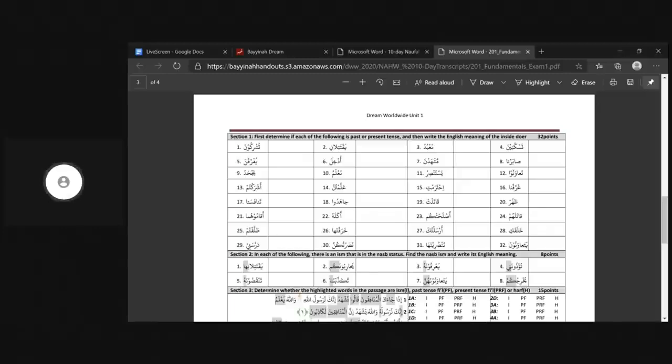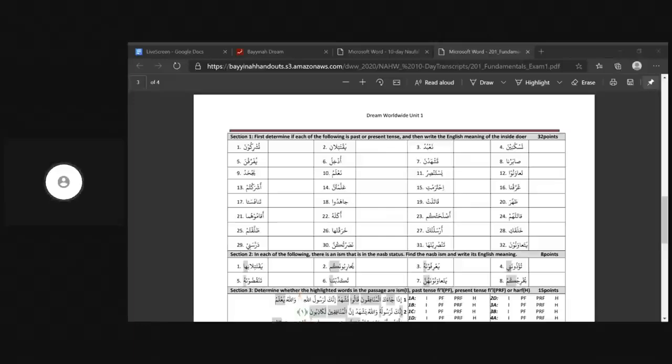I hope you guys get the idea. The best way is to just look at the ending first. If you come across a word that you think is a fi'l, first try to match it with one of the past tense endings. You should have memorized the chart, so you should be able to go through them pretty quickly. And then if that fails, you can look for present tense beginnings and endings. And as we get deeper into sarf, this will become easier.